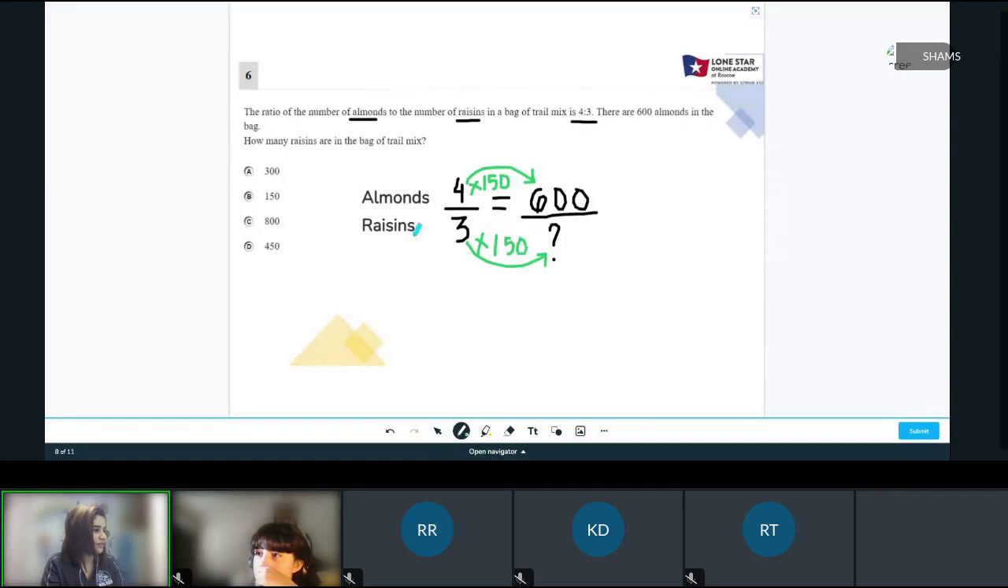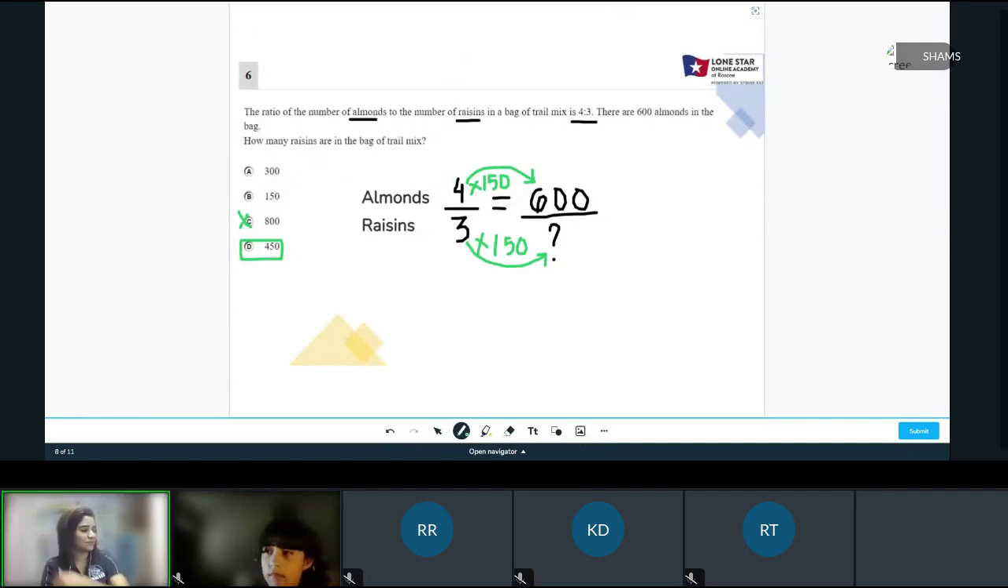And you know that raisins are less. So 800 was a totally wrong answer. But 450 was the right answer. They were tricky answers. 150 is the scale factor. 300 is just like another random answer. Let's go ahead and look at question 7.